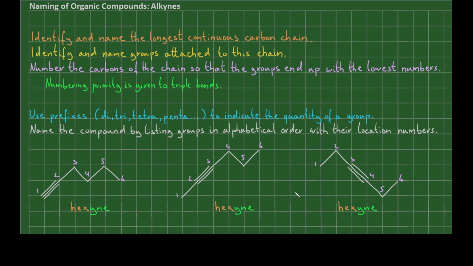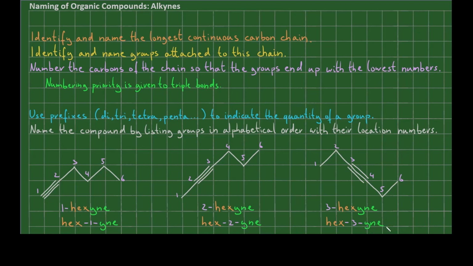So, for the compound on the left, the triple bond begins on carbon number 1, so this is 1-hexyne. For the compound in the middle, the triple bond begins on carbon number 2, so this becomes 2-hexyne. And for the compound on the right, as I have said, the triple bond begins on carbon number 3, so this is 3-hexyne. The alternative names for these compounds would have been hex-1-ine, hex-2-ine, and hex-3-ine.